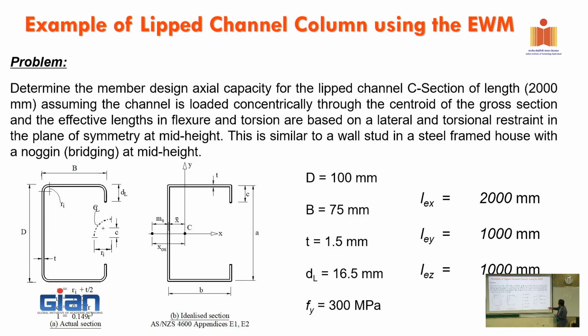Okay. So we assume that both ends are simply supported in terms of the flexural. So it means that LEX is 2000, the whole length. But LEY here is 1000, it's half. You know why it's half?